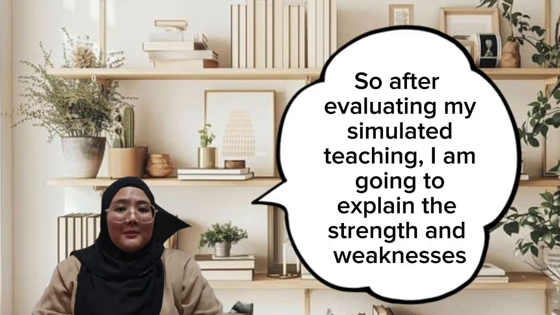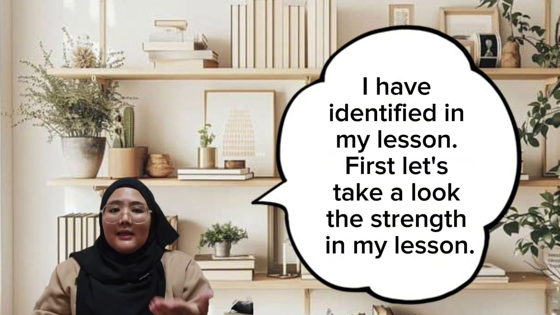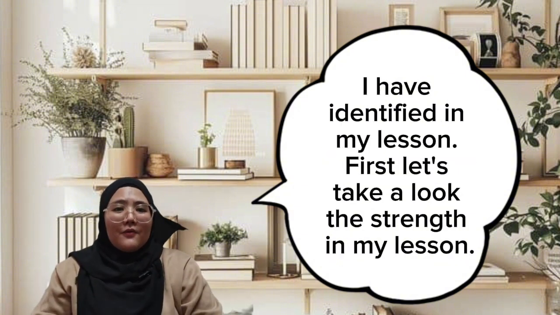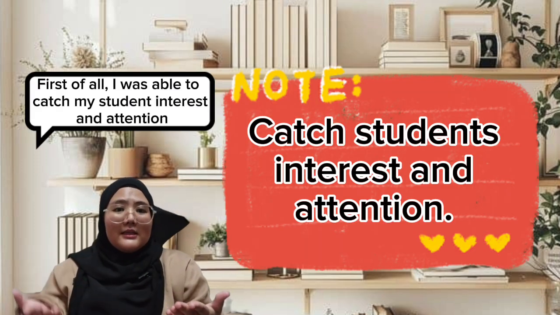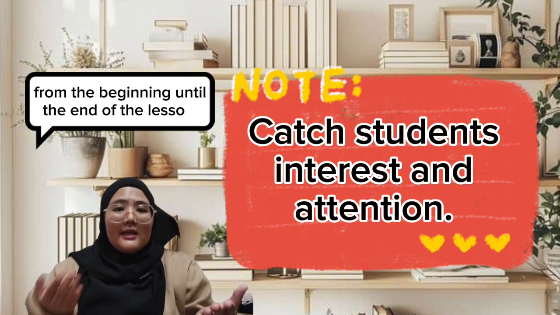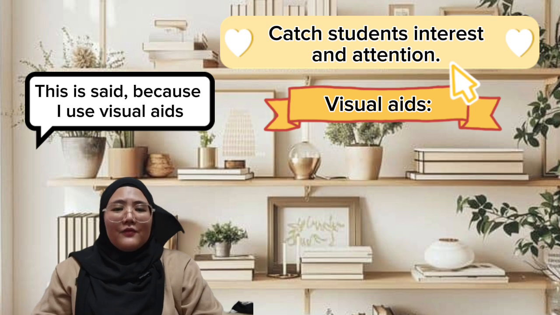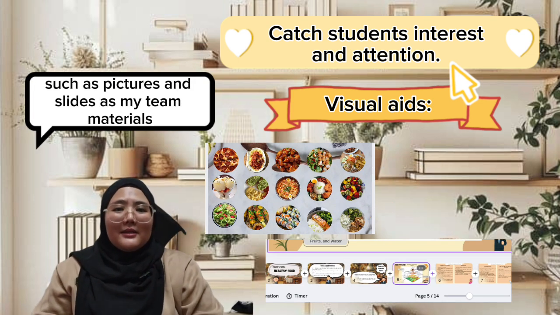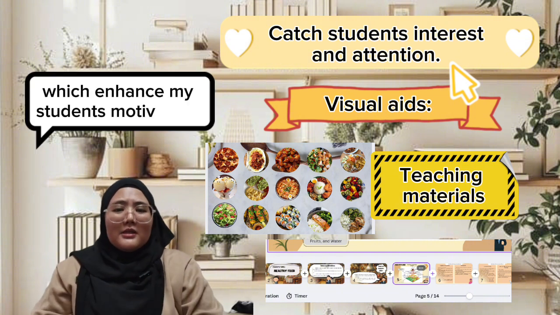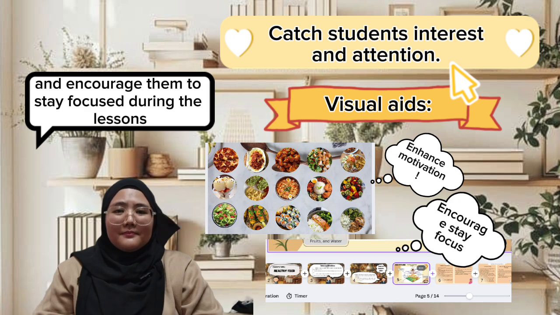So, after evaluating my simulated teaching, I am going to explain the strengths and weaknesses I had identified in my lessons. First, let's take a look at the strengths in my lessons. First of all, I was able to catch my students' interest and attention from the beginning until the end of the lessons. This is because I used visual aids such as pictures and slides as my teaching materials, which enhanced my students' motivation and encouraged them to stay focused during the lessons.